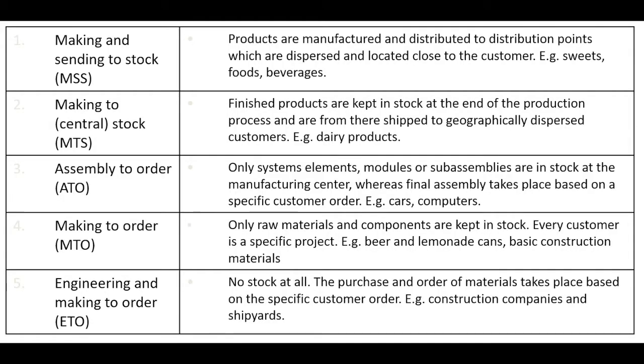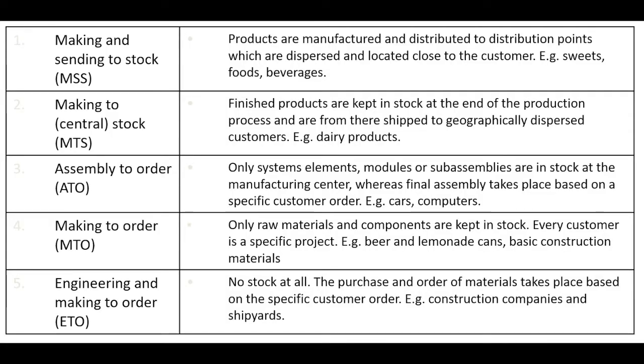In here we see that there are several possible settings, moving from those that are very much based on forecast, which means on stock, towards those that are based on customer order. Here we see 5 different alternatives: making and sending to stock, making to stock, assembling to order, make to order, engineering and making to order.